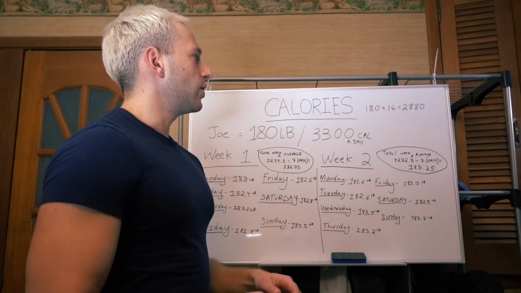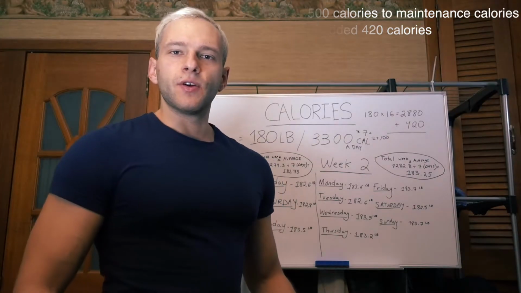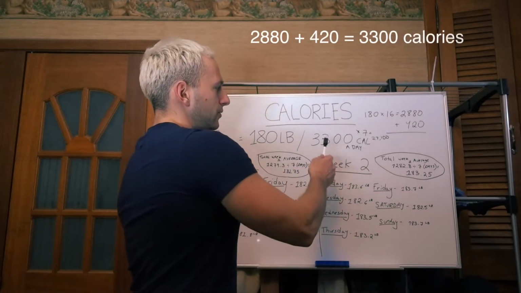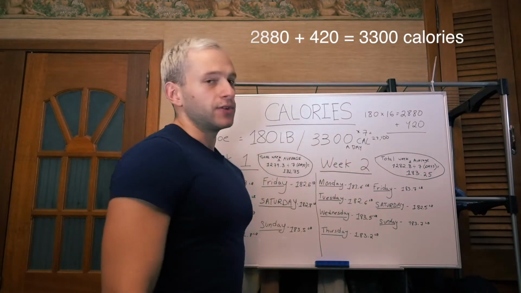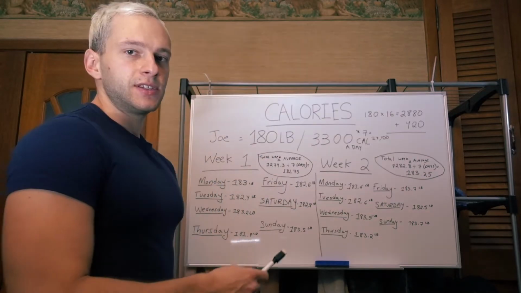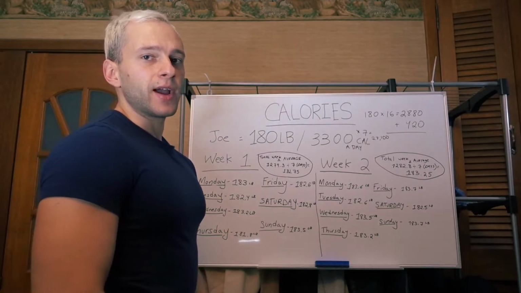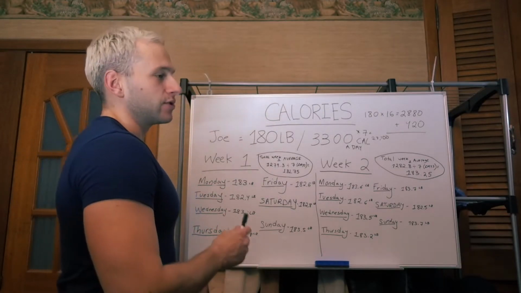So let's say Joe wants to gain weight. Joe is going to add another 420 calories to his maintenance. So Joe estimated his calories to be 3,300. So now he needs to find out if they're accurate. So what he's going to start doing, he's going to start to weigh himself every single morning in his underwear after he uses the restroom, and he's going to write it down.